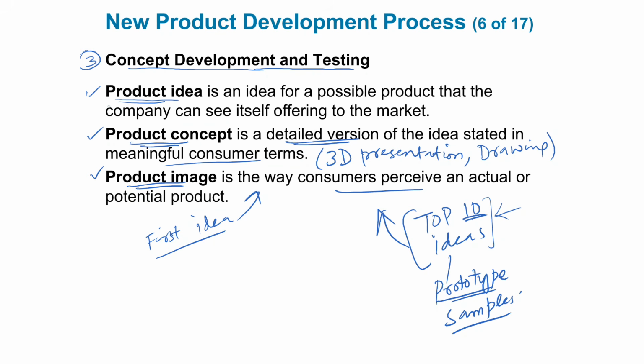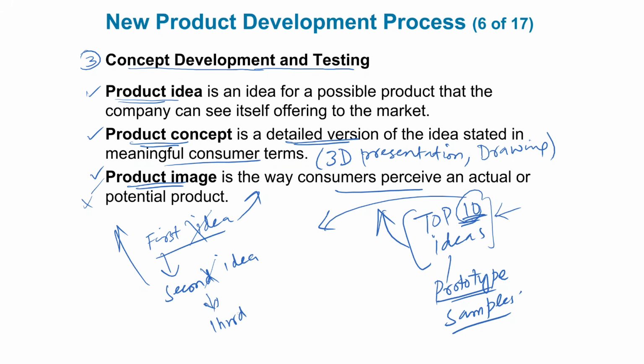If suppose product idea is good, product concept is good, but the image is perceived bad, then you drop the idea, move on to the next idea, second idea. Where do you get the second idea from? See, I told you, you selected top 10 ideas. You repeat the same process. If all the tests are done, then you move to the next stage. Otherwise, you cross that idea, move to the third idea, and so on. You do this process until you get a tick on the product idea.